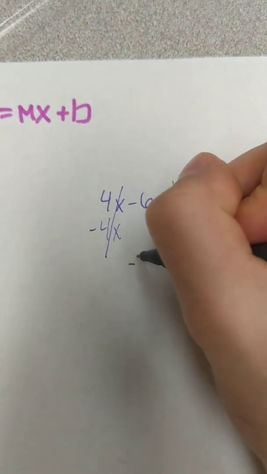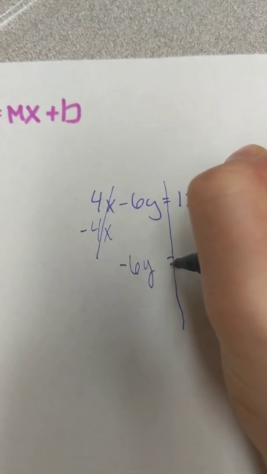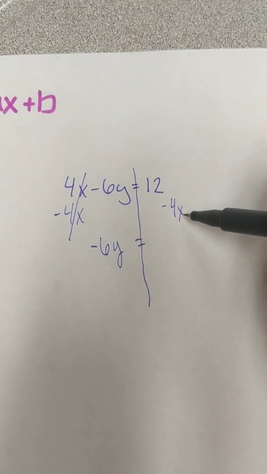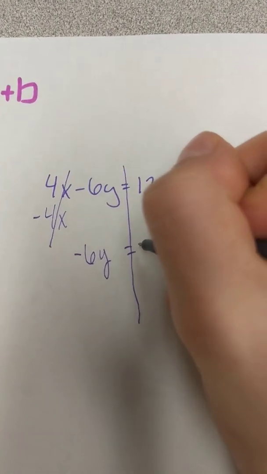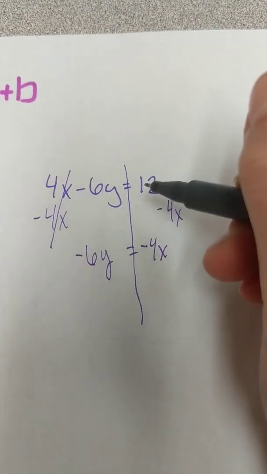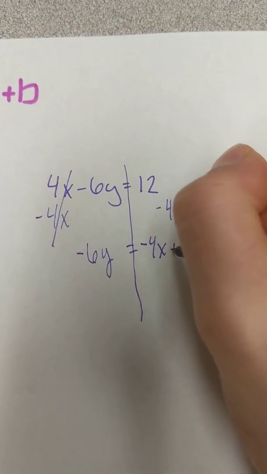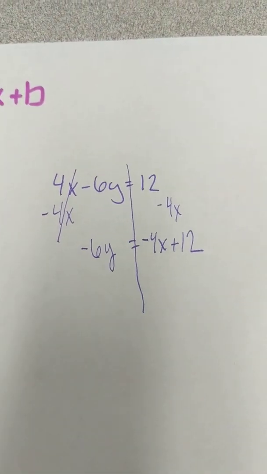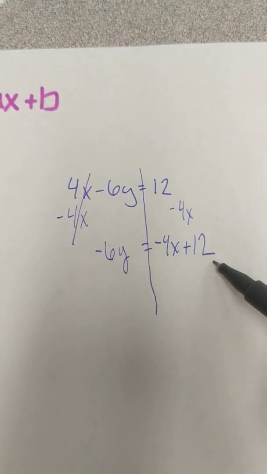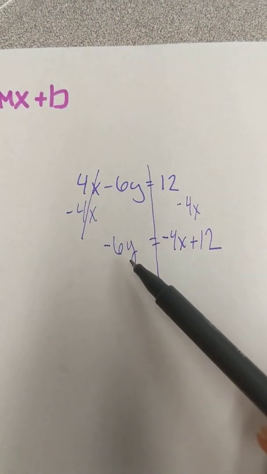Leaves me with negative 6y equals, remember I want to put my x term first. My x term is negative, so I'm going to put negative 4x. My 12 doesn't have a symbol, that means it's positive, so I need to put a plus 12. You want your x term first and your constant second. Now you need to get y by itself.